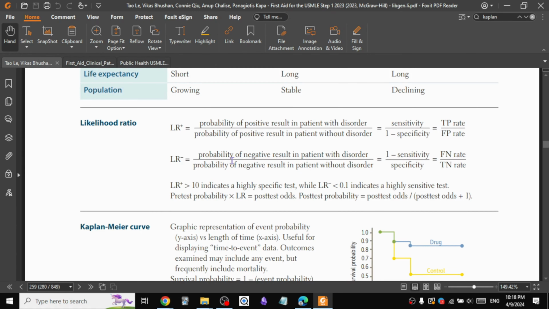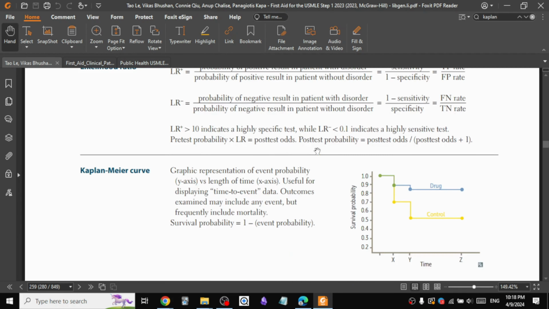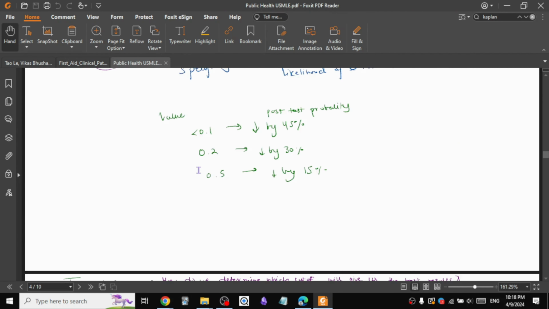Come back here. You see again, negative likelihood ratio, you have 1 minus sensitivity divided by specificity. Probability of a negative result in a patient with the disorder over the probability of a negative result in a patient without the disorder. FN by TN. Even if you don't remember that, try to remember this. If you solve for it, you can get it. It's okay, I don't think they give you severe math questions, but make sense of this. All right, so now we understand the negative side.